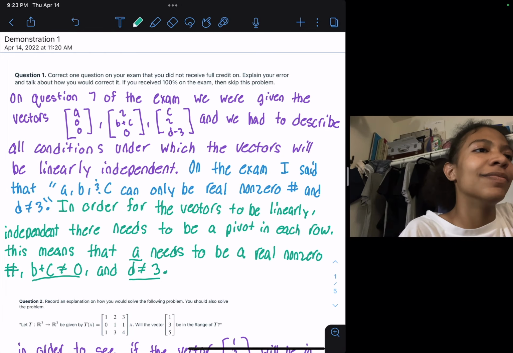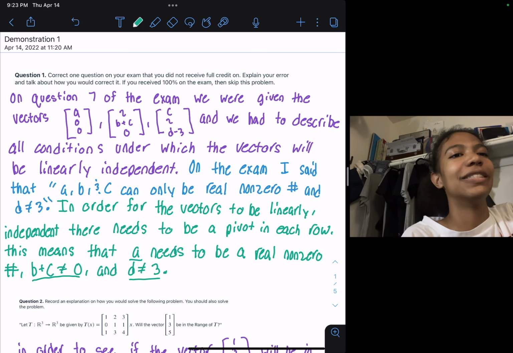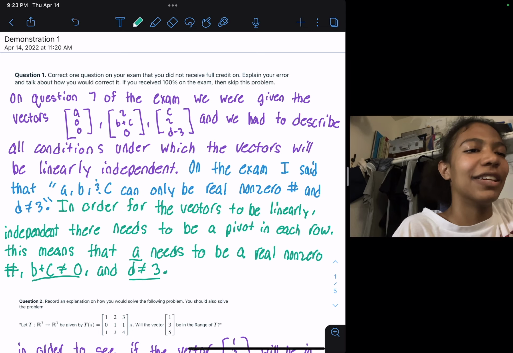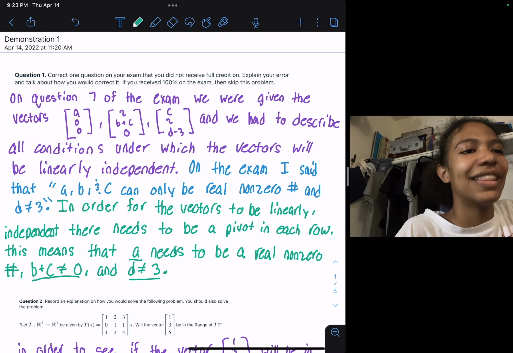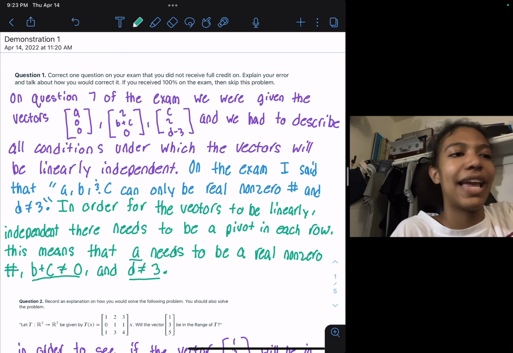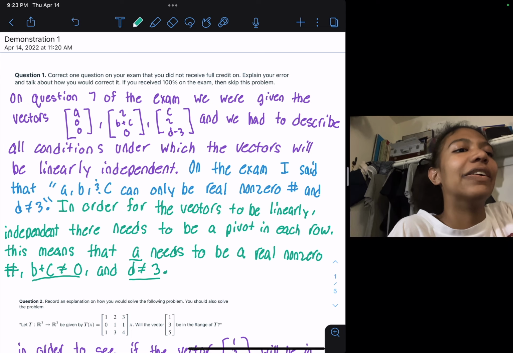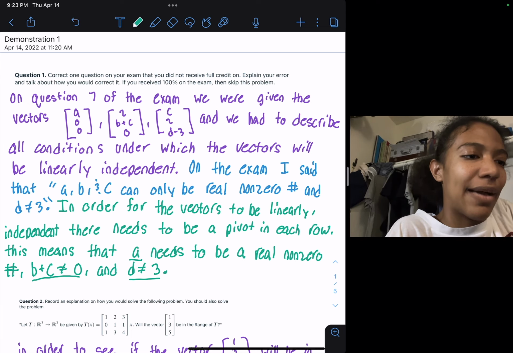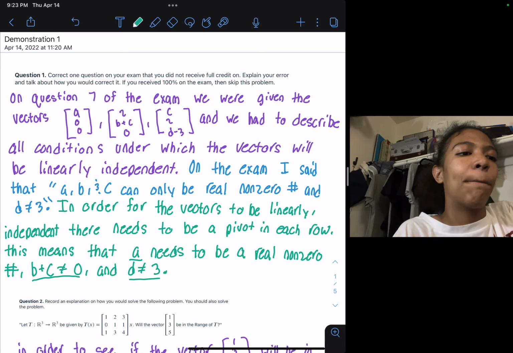Alright, so question 1, you're supposed to correct one question on your exam. I chose question 7. We were given this vector, and we had to describe all the conditions under which the vectors will be linearly independent. On the exam, I said that a, b, and c can only be real numbers, and that d cannot equal 3. But in order for the vectors to be linearly independent, there needs to be a pivot in each row. This means that a needs to be a real non-zero number, and that b plus c cannot equal 0, and that d cannot equal 3.